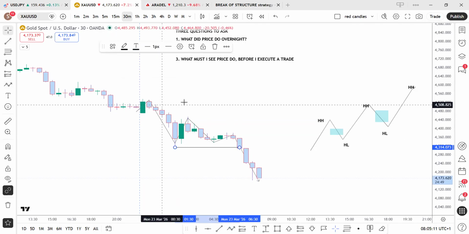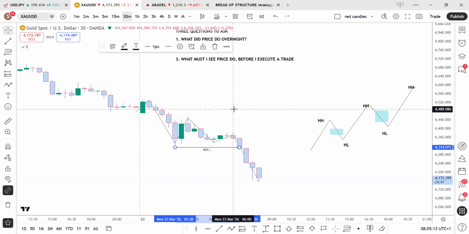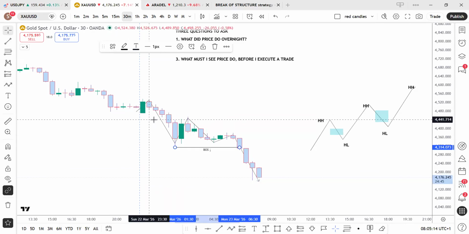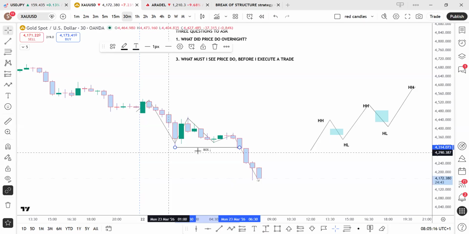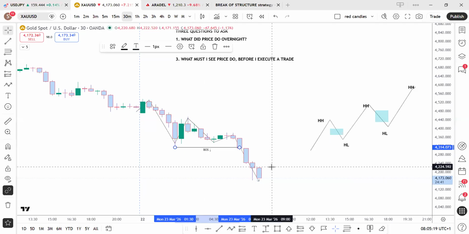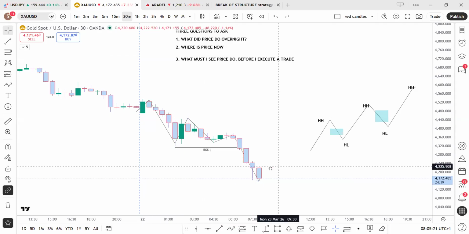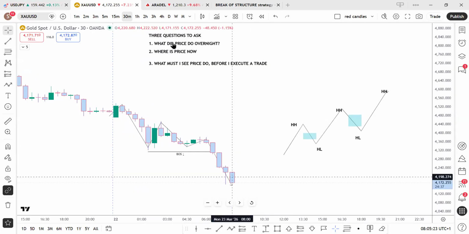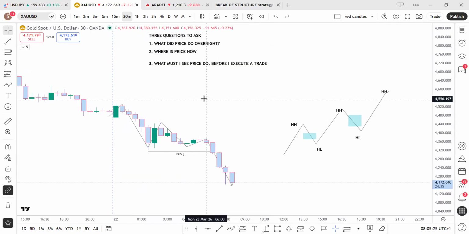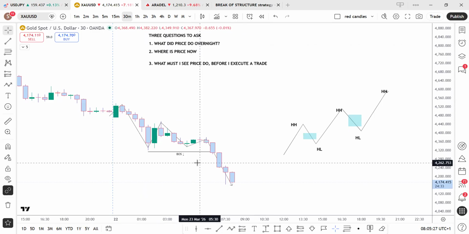So what would you say this market is doing? This market is giving you a series of lower lows and lower highs. Yeah. So all we're looking for now. So the first question, what did price do overnight? It's trending downwards. That's your first answer.